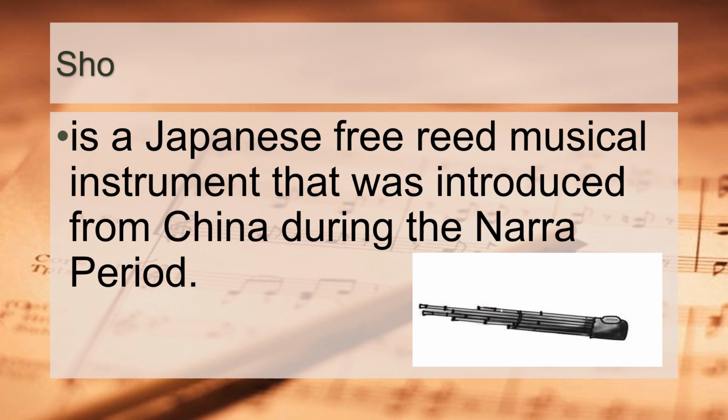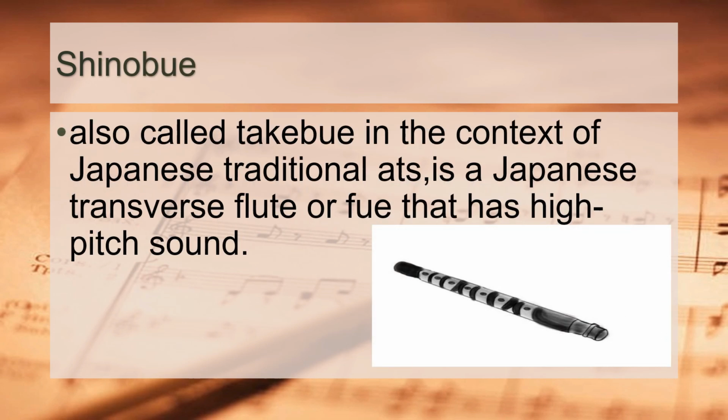Sho is a Japanese free reed musical instrument that was introduced from China during the Nara period, habang ang Shinobue naman ay tinatawag ding takebue in the context of Japanese traditional arts. So it is a Japanese transverse flute or fue that has high-pitched sound. So among the flute or aerophone that we are talking about, Shinobue is one of the highest or one of the good or high-pitched sound among the aerophone that we are talking.